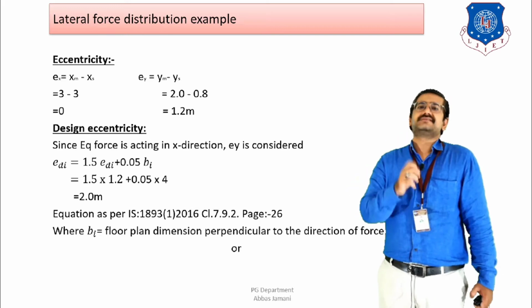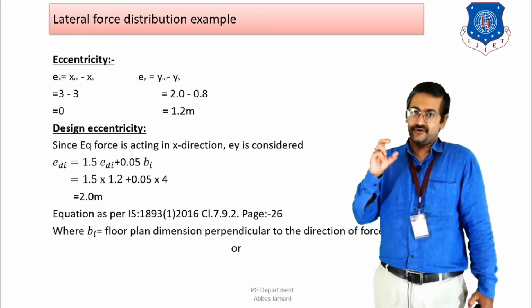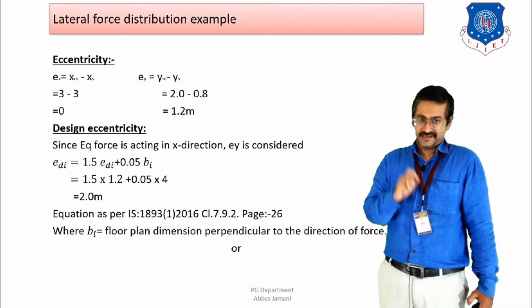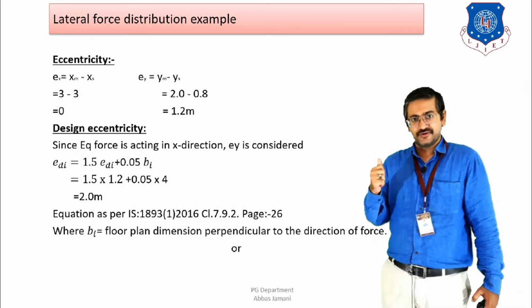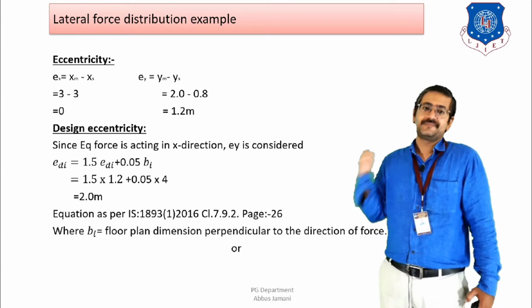And due to this eccentricity, there will be torsion in plan, that is the building will twist about the horizontal axis or the vertical axis, right? And that is how it is going to affect. That is what we are going to see in this example that we have taken up over here, right?